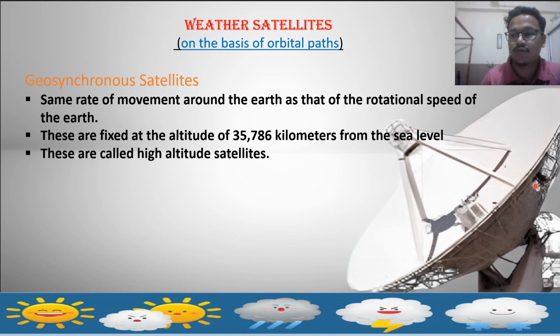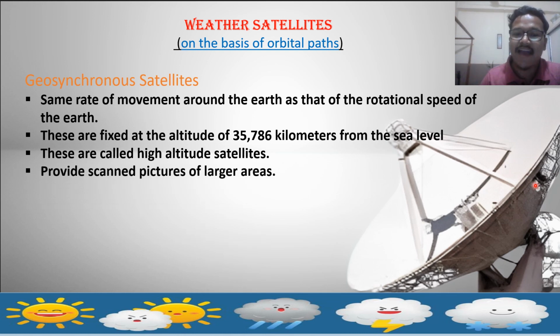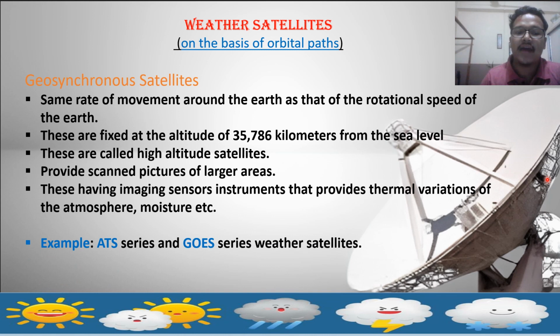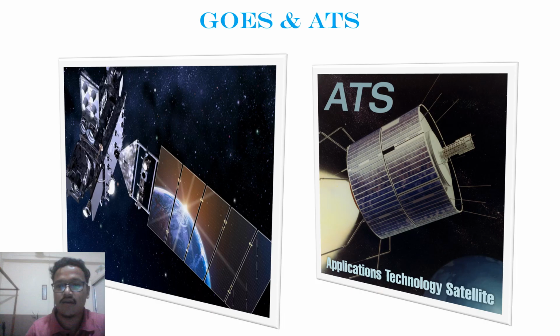They are called high altitude satellites, and they provide scanned pictures of a large area. They have imaging sensor instruments that provide thermal variation of the atmosphere, moisture, and so on. The best examples I would say are the ATS, which is the Application Technology Satellite, and the GOES, which is the Geostationary Operational Environmental Satellite. They are the best examples of weather satellites on the basis of orbital paths, or geosynchronous satellites. And we move on.